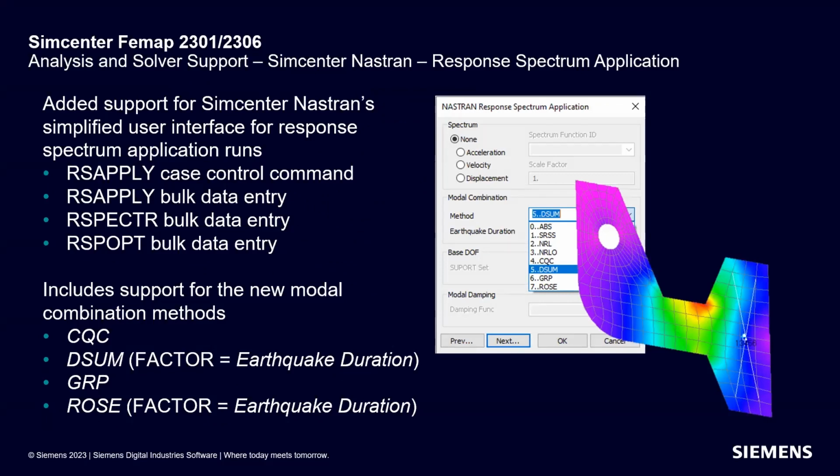Something that was added for 2301 and then enhanced for 2306: we added support for Nastran's simplified user interface to run response spectrum application runs. So now we support those various options, like RS apply, RSpector, and RSP opt. And then we included support for the new modal combination methods: CQC, dsum, where the factor is now earthquake duration instead of just a factor, the group method, and the rows method, and dsum is the double sum method. So the factor for the rows and the dsum are earthquake duration instead of just a factor.